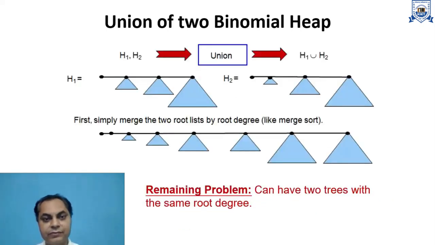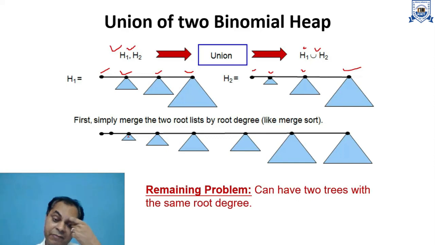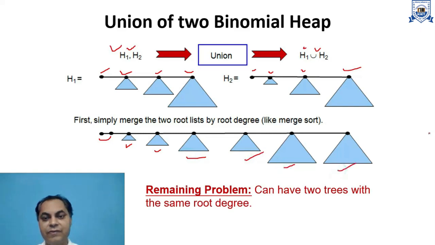Now look at this. There are two binomial heaps H1 and H2, and our union operation combines them. In H1 we have four binomial trees, and H2 also contains four binomial trees. After merging, the simple merge procedure merges these two root lists into a single root list of the final binomial heap, and that root list is sorted based on degree. As you can see, this is degree 0, this is degree 0, so both are degree 0, then degrees 1, 2, 3, 3, 4, 4.